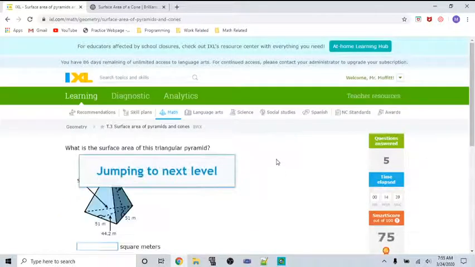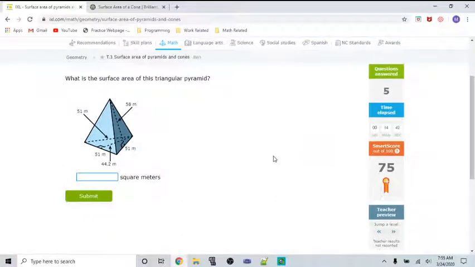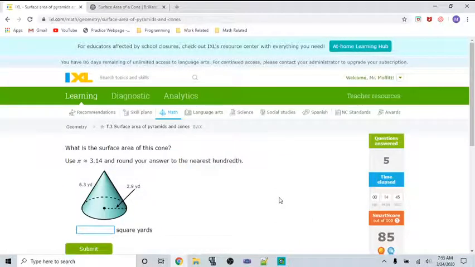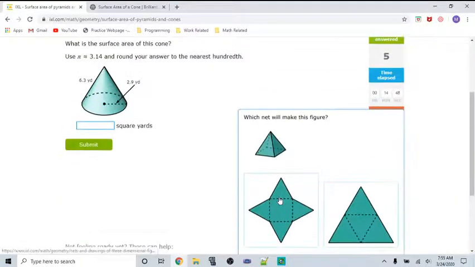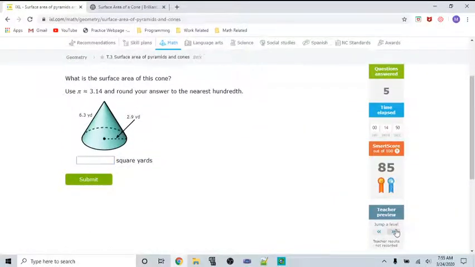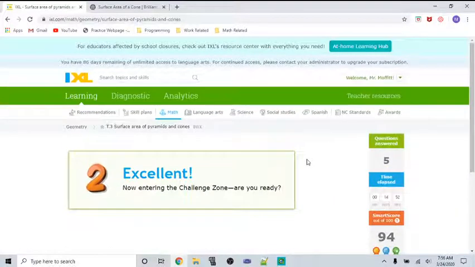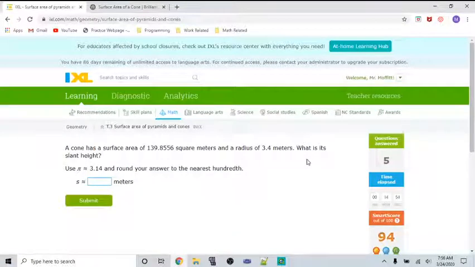Let's jump a level again. If we see nothing too interesting here, then maybe we'll just move on. This is the same as earlier, just with bigger numbers. This one is the same kind of stuff with decimals. That was interesting. All right, let's see if the challenge zone is actually challenging.